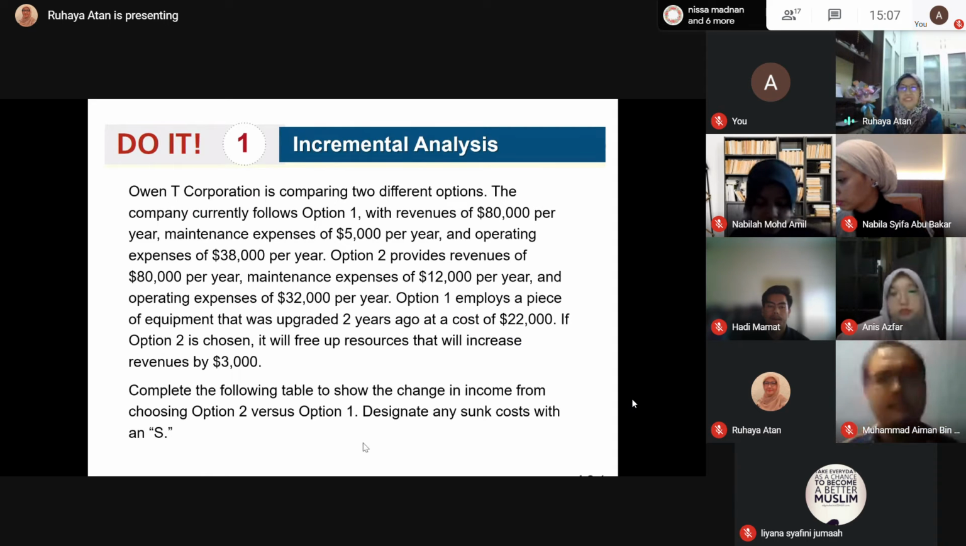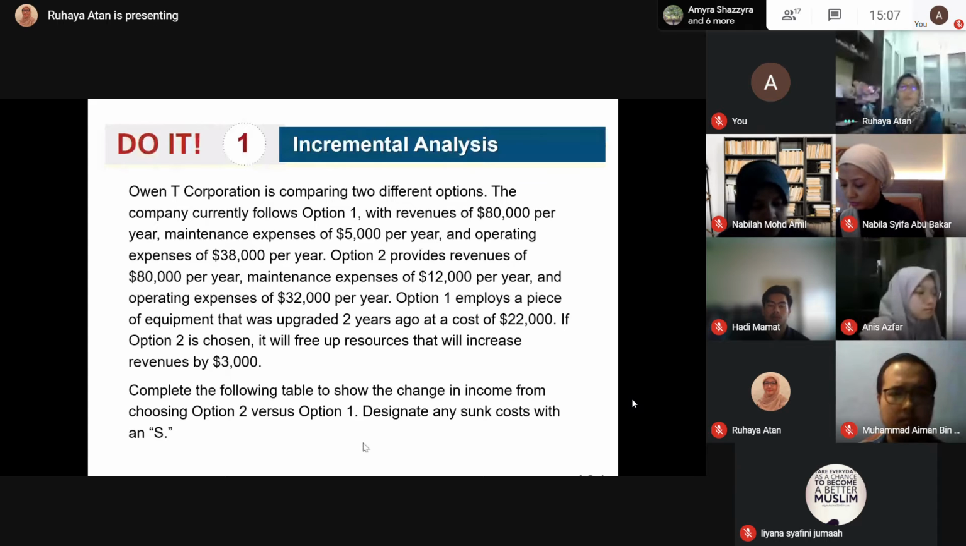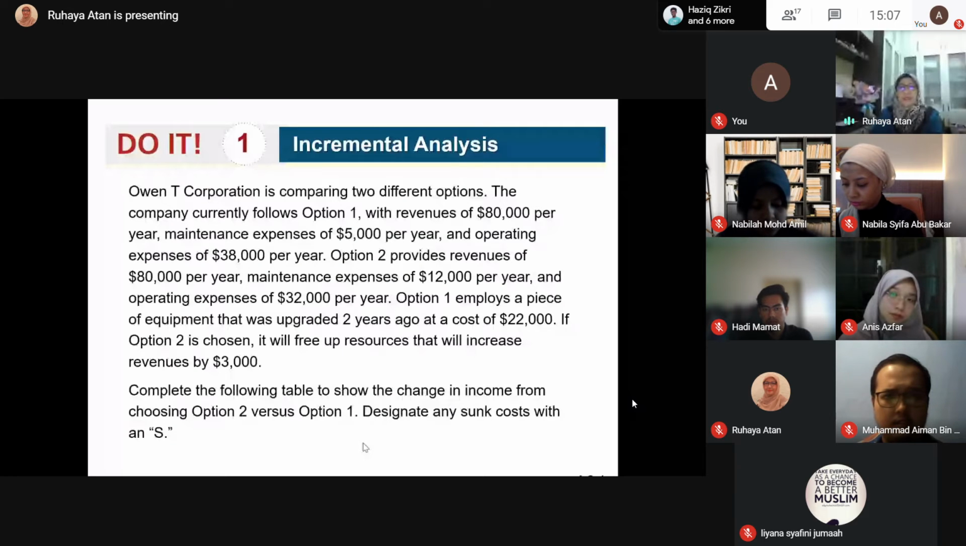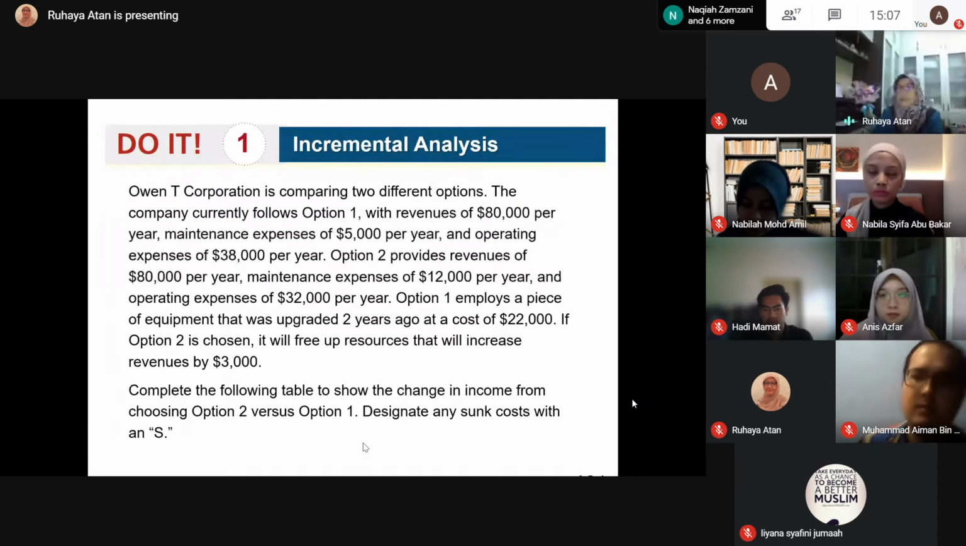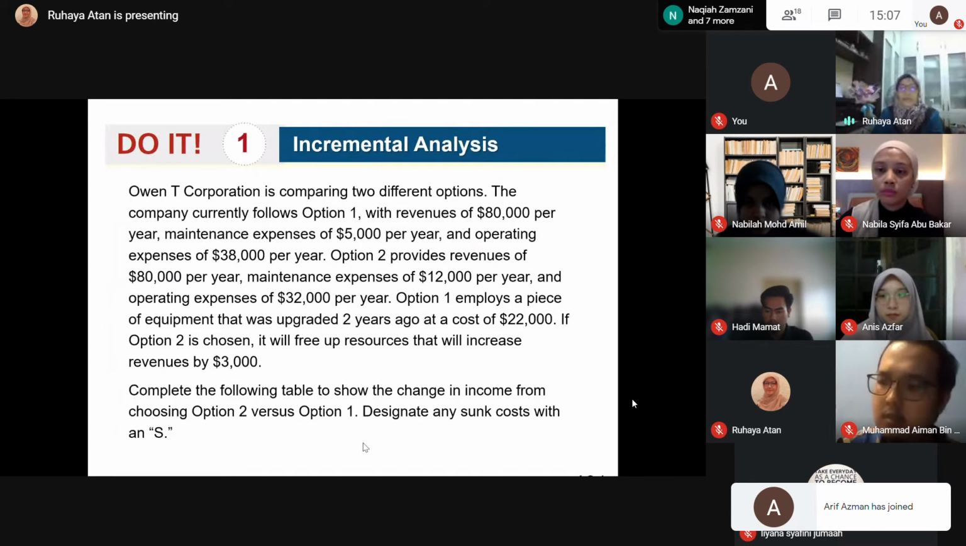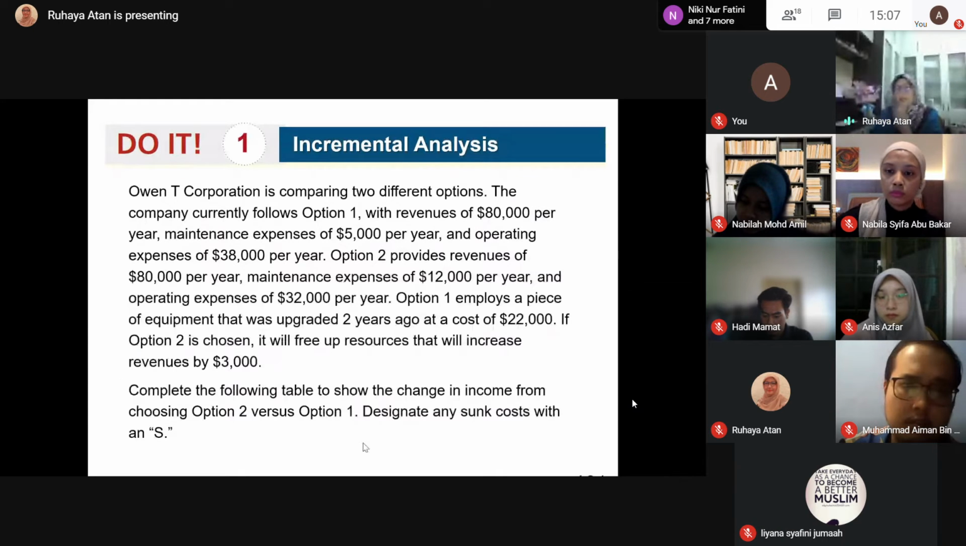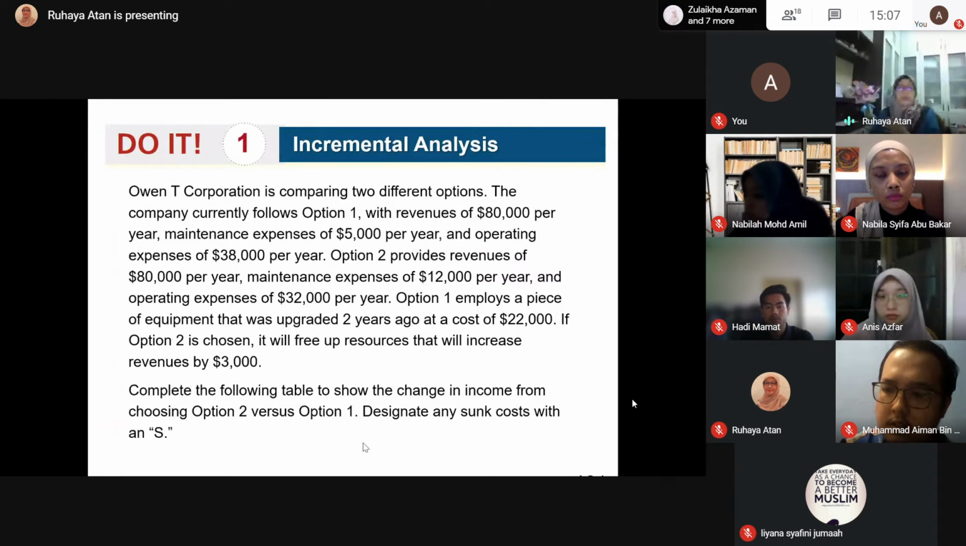O1T Corporation is comparing two options. So here you have two options. The company currently follows option 1, where they have revenue of 80,000 per year, maintenance expense 5,000 per year, and operating expense of 38,000 per year. Right? That's option 1.